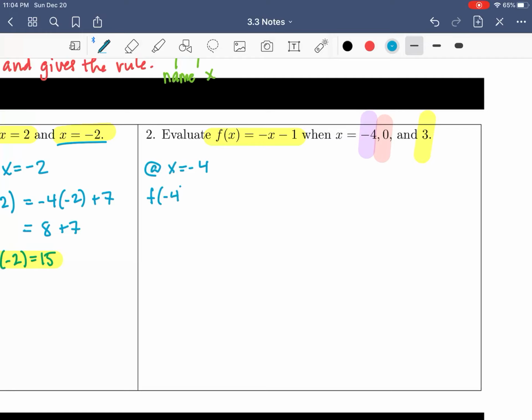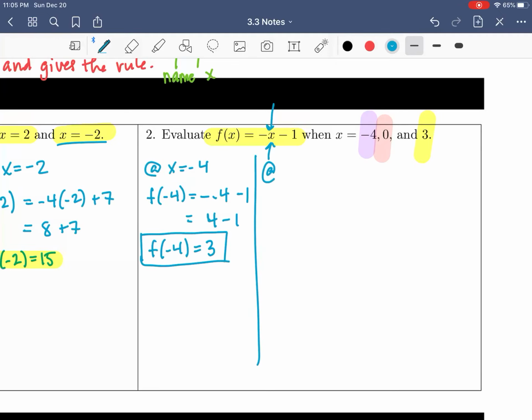So f of negative 4 equals negative... Okay, this is where my negative 4 is going right in here for x. So I already have that minus on the outside, but I have minus negative 4, because x is negative 4, minus 1, which is really just 4 minus 1. So f of negative 4 equals 3. Beautiful.